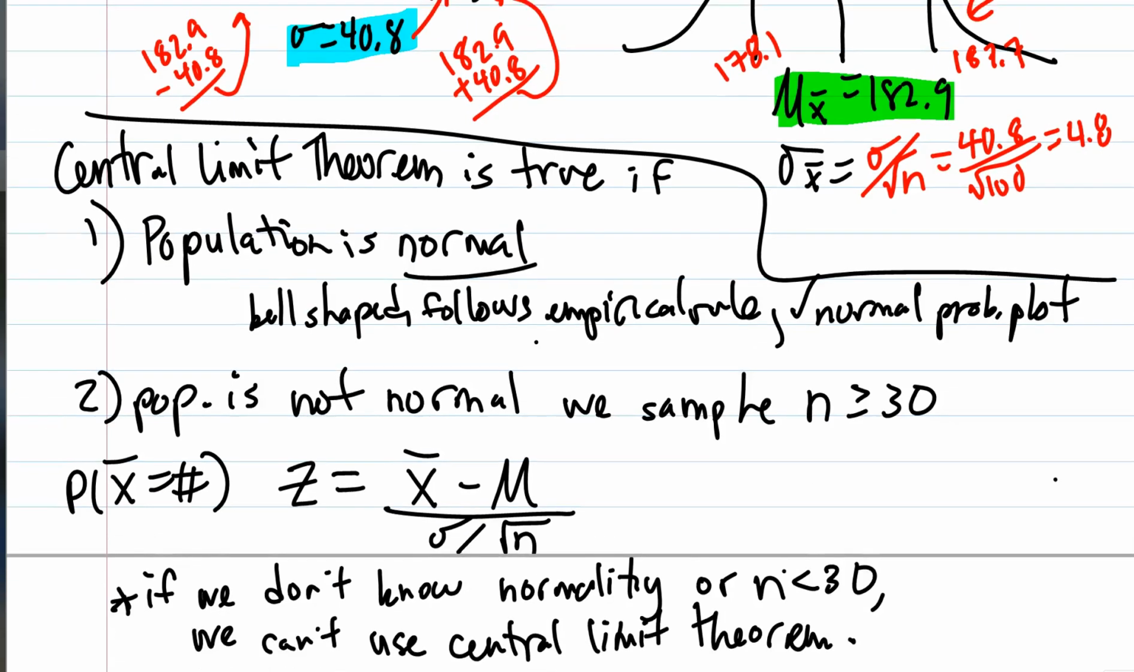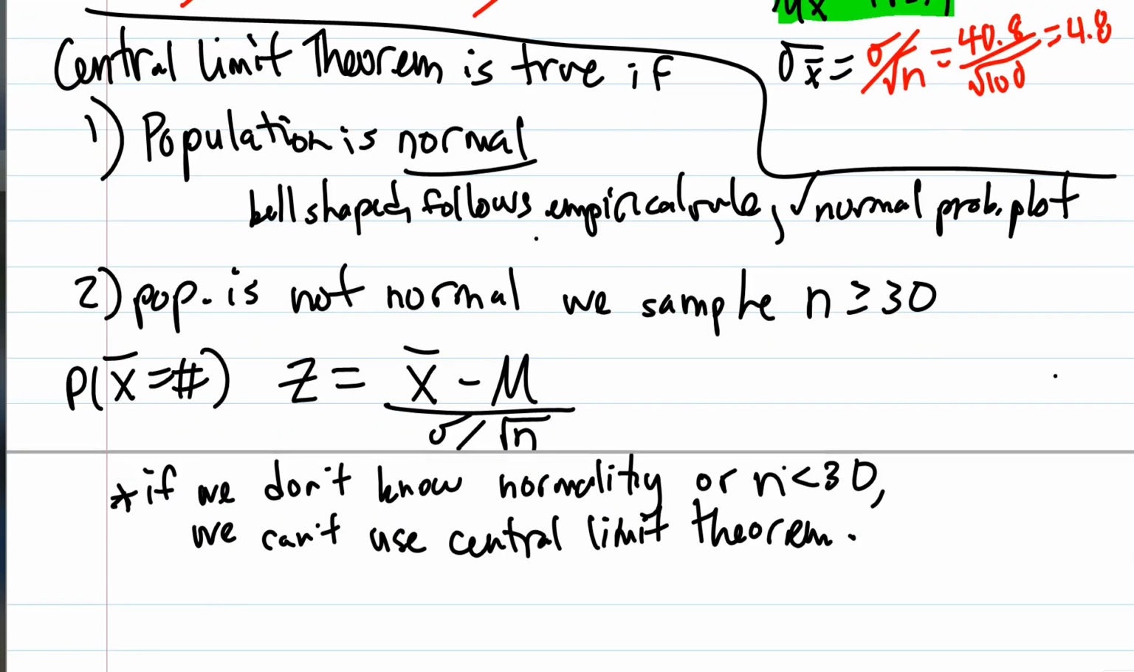Now be careful. This is only true if the population is already normal. Then we will have a normal distribution, a bell shape follows, we can use the empirical rule, we could check the probability plot. We have normality, and the central limit theorem will work. If the population is not normal, we need to sample at least 30 people, greater than or equal to 30. And what that does is we get normality. Once again, I'm going to have a whole project on this to show this, because it's important that we know when we have normality.